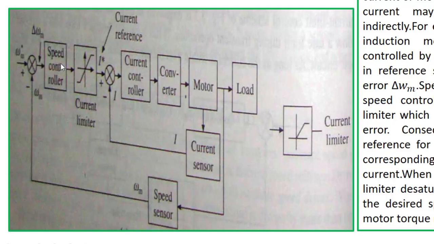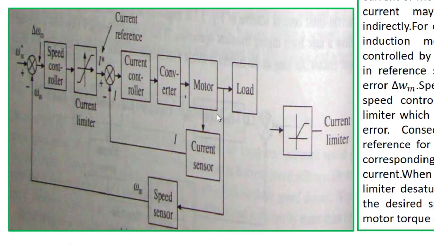and this positive error will be processed through the speed controller, and the speed controller output is fed to the current limiter. This current limiter is set in such a way that a small amount of error can saturate this current. So the current limiter will set a reference value I star.